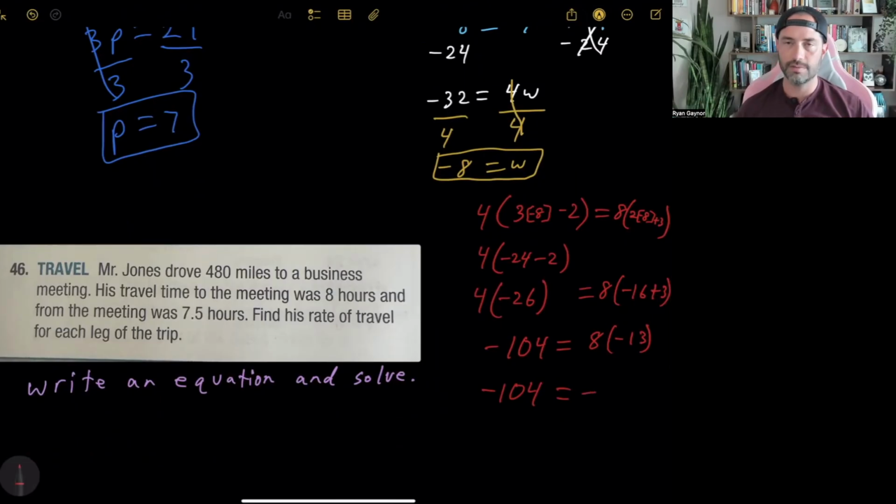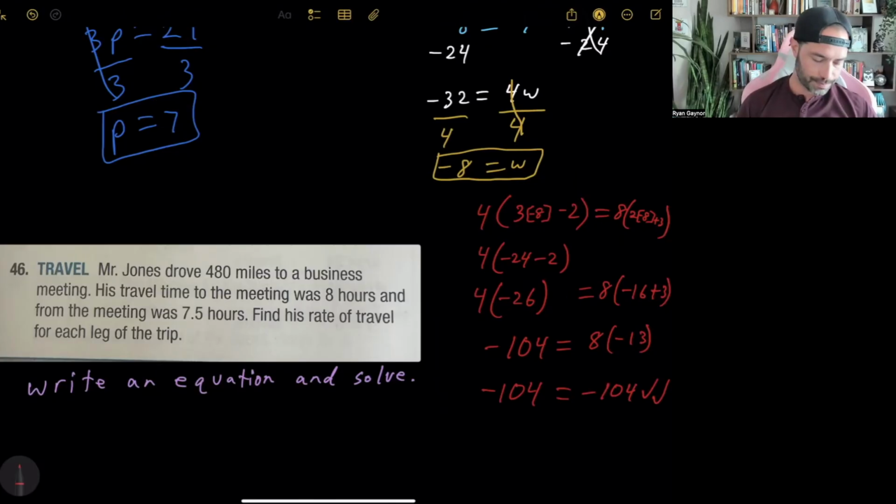That's going to be a negative. 13 is really 10 and 3. 8 times 10 is 80. 3 times 8 is 24. 80 plus 24 is 104. So we did it, everybody. It works. All right. Okay, so we're jumping into the last problem.